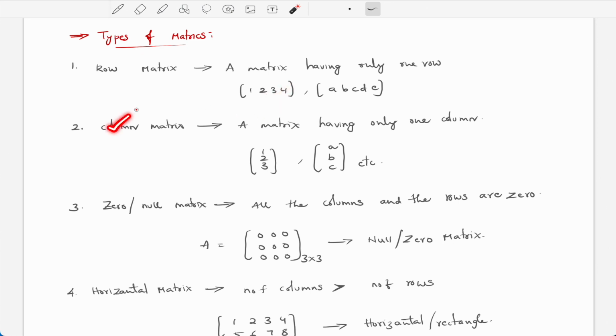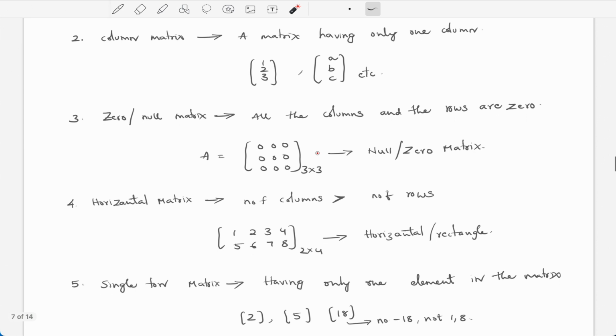And then we have a column matrix. As I said, rows will be here and the columns will be downside. So if a matrix is having only one column, then we simply call it a column matrix. Like we have 1 2 3 4 in a column, and we simply call it a column matrix.